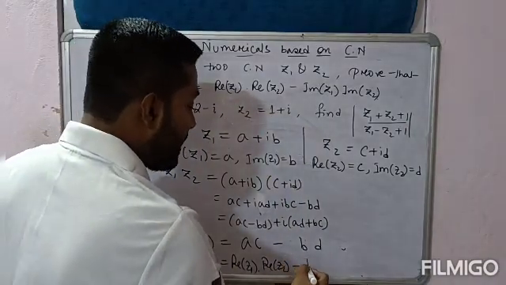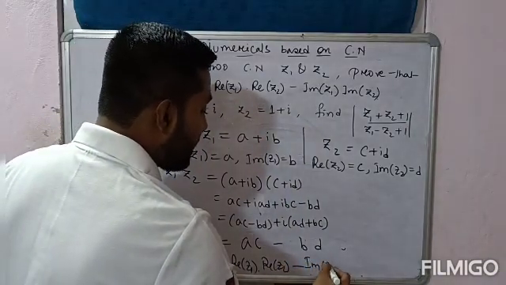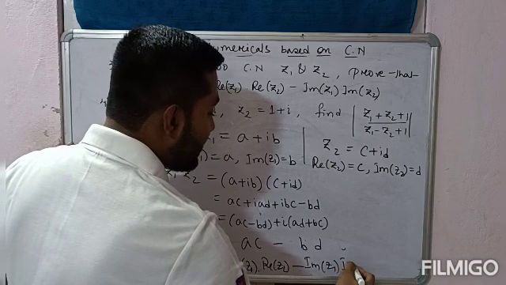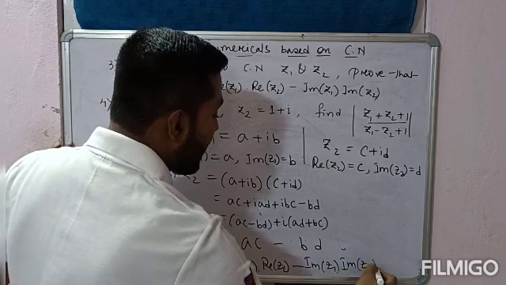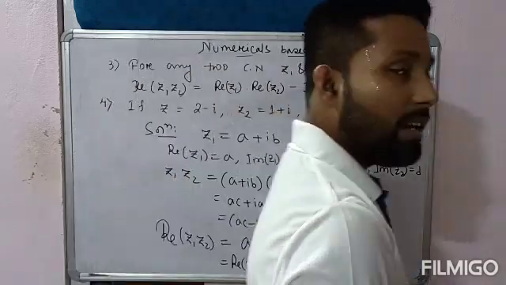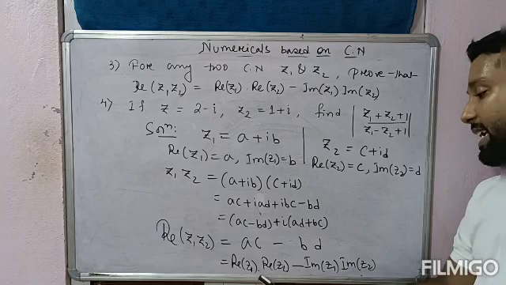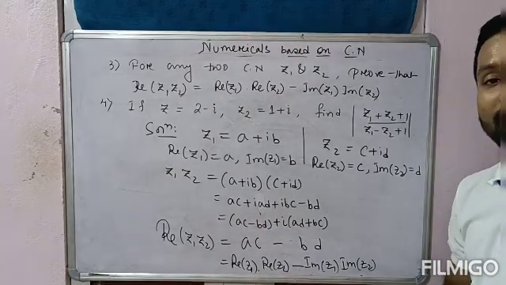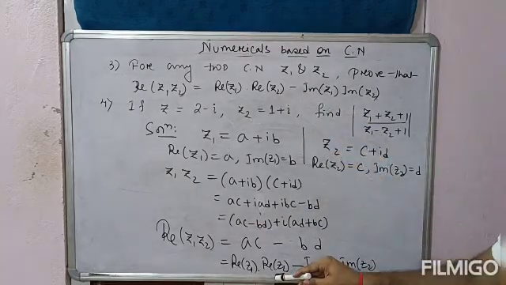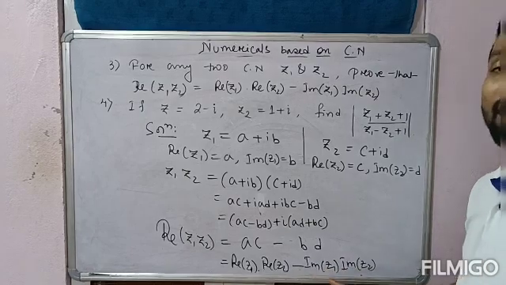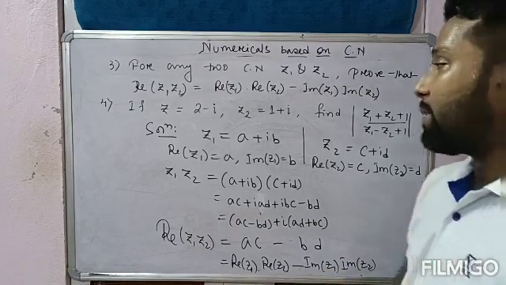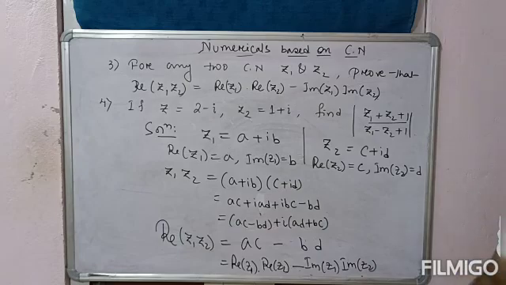Minus, what is B? B is the imaginary part of z1 and D is the imaginary part of z2. So ये प्रूव हो गया. Therefore, the real part of z1 into z2 is equal to the real part of z1 into the real part of z2 minus the imaginary part of z1 into the imaginary part of z2. Okay, so like this we can solve.